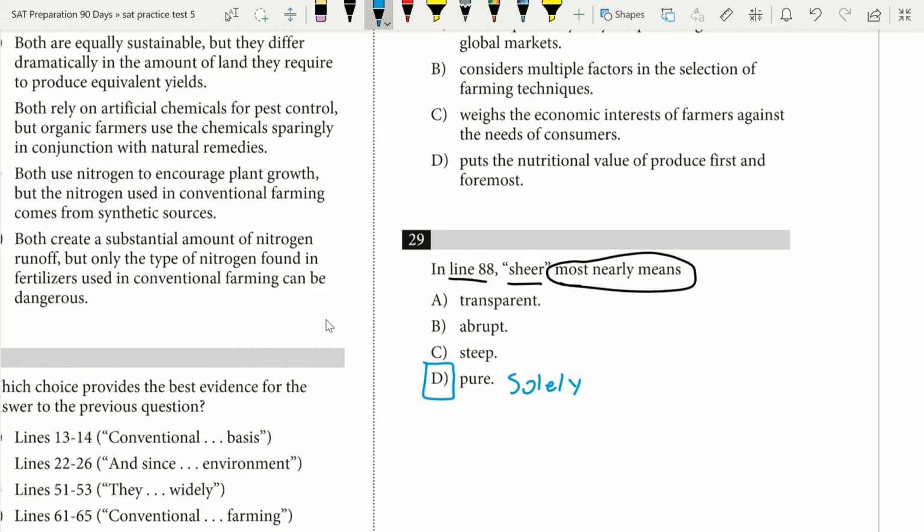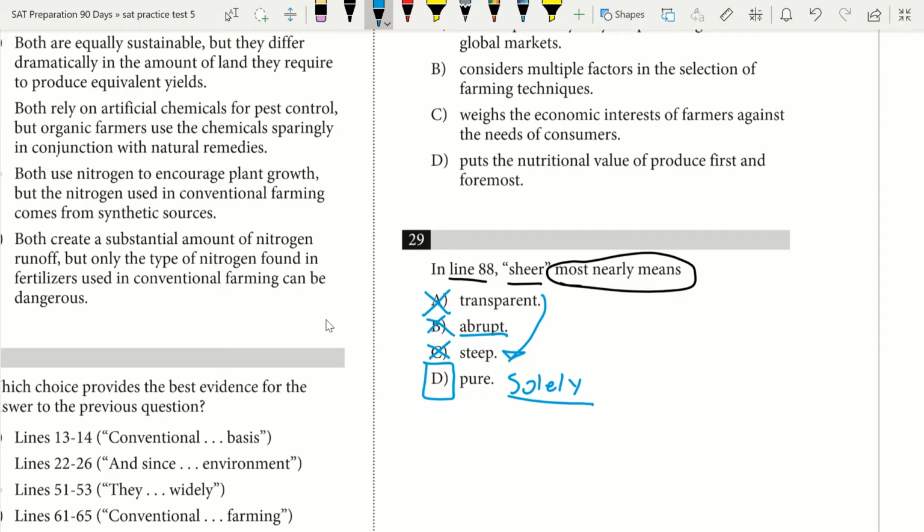So if we didn't come up with pure, let's say we came up with a different word such as solely calories, or only calories, we can go ahead and use process of elimination, get rid of A through C. So I'll go ahead and take you through that. So option A, transparent. We wouldn't describe them as transparent calories because transparent essentially means see-through, and that's not a good way to describe the calories. Abrupt calories, we wouldn't describe calories as abrupt. Steep, we would not describe calories as steep either.